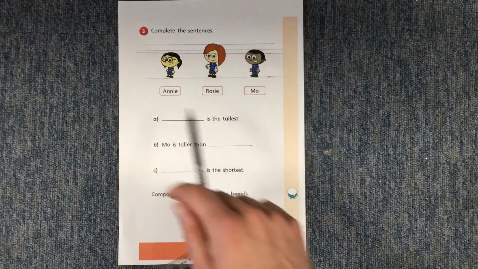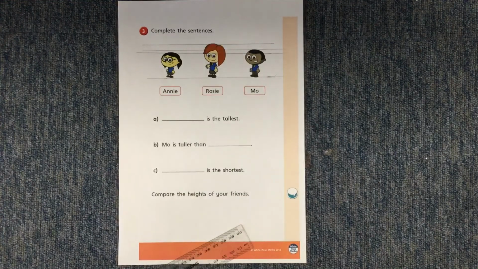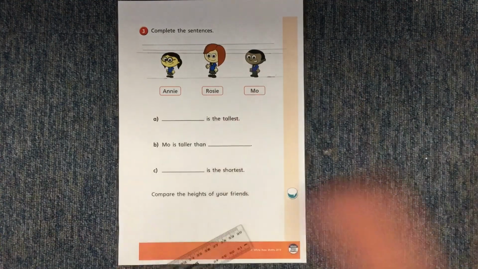We can use this method to compare any length or height. So I hope that helps you. Good luck with your challenge today. When you've done, you could also compare the height of the people that live in your house and order yourselves from tallest to shortest.